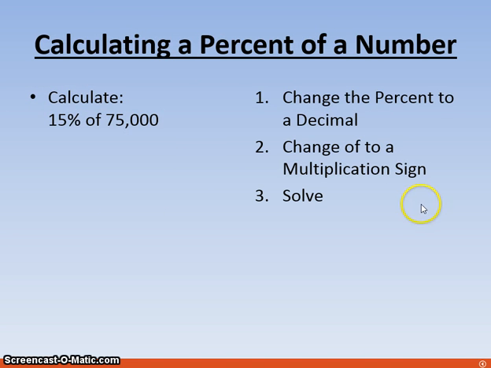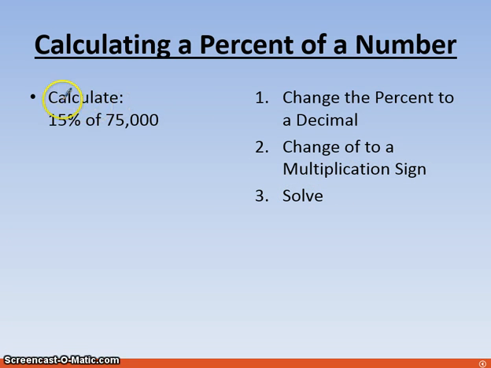In all of these, you heard a percent of some number. So we're going to talk about how you calculate a percent of a number. Here are the 3 steps. First, change the percent to a decimal. Second, change of, the signal word, to a multiplication sign. And last, solve the expression.